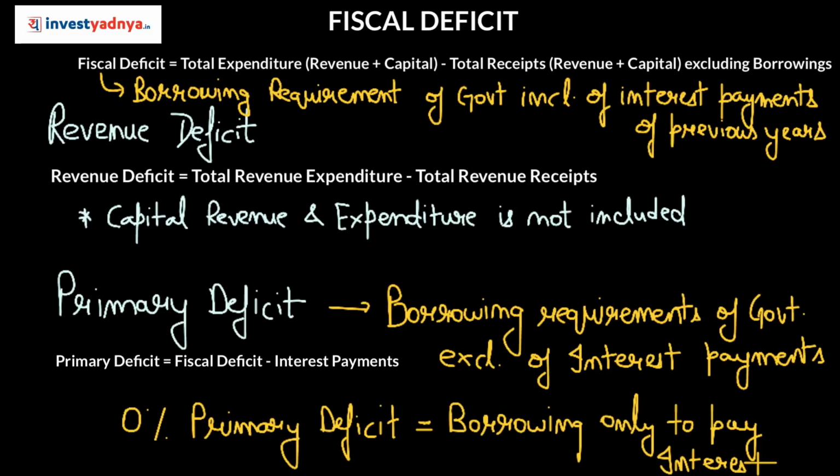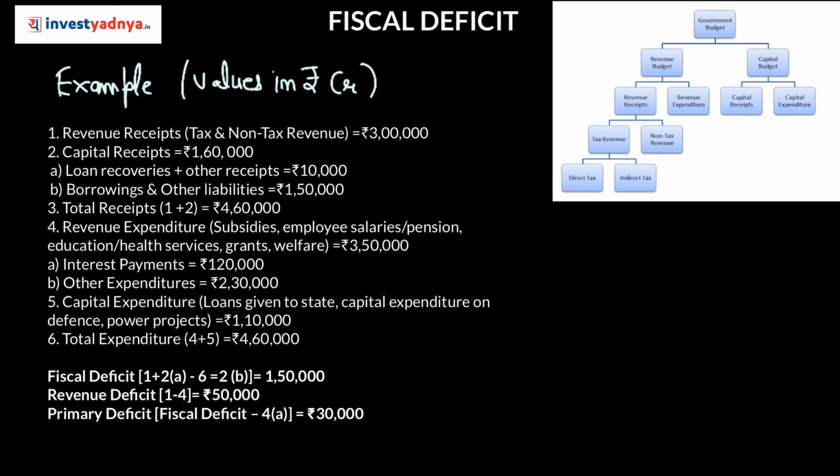So this is how the primary deficit equation is presented. Now let's understand all these three with an example. So let's see all these figures. Revenue receipts, which include both tax and non-tax revenue, are, suppose, 3 lakh crores of the government. Capital receipt is, suppose, 1,60,000 crores, which includes both these things. Which means total receipts of the government is this plus this, which means 4,60,000 crores.